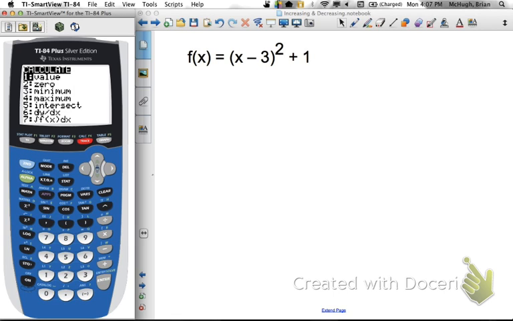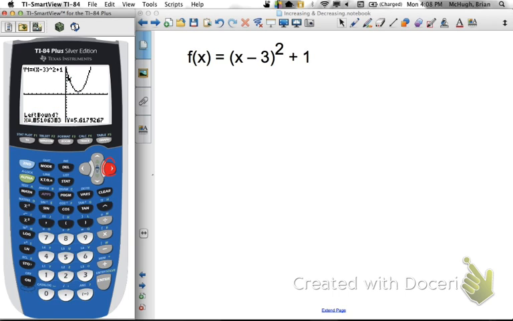In the calc menu, you've got these two options, number 3 and number 4, minimum and maximum. The point that we just looked at looked like it was a minimum, so we're going to choose 3. And the calculator is going to walk you through a series of questions. The first one being, what's the left bound of your minimum value? So here's the minimum we think. We want to get our cursor somewhere here on the graph to the left of where we think the minimum is.